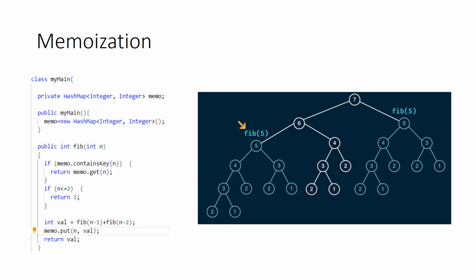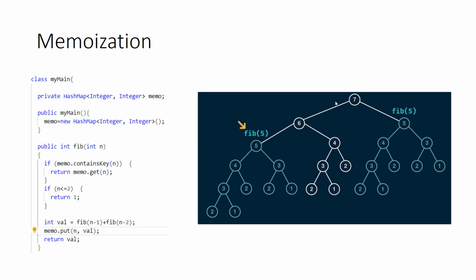And so remember that fetching from a hash map is a constant time operation. So if I want any value, I can fetch it in order of 1 time. Okay, so instead of doing this recursion a second time, I'll simply fetch whatever record exists at n equal to 5, which in this case will be a constant time operation.